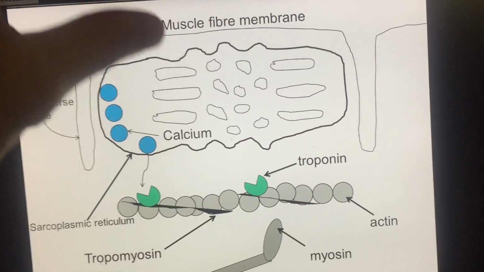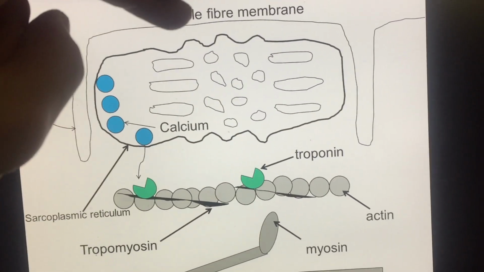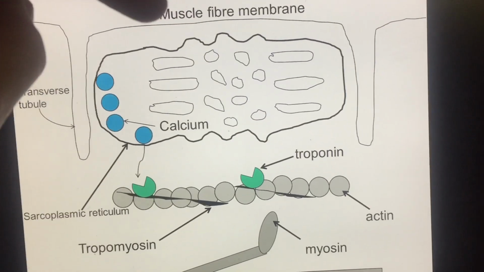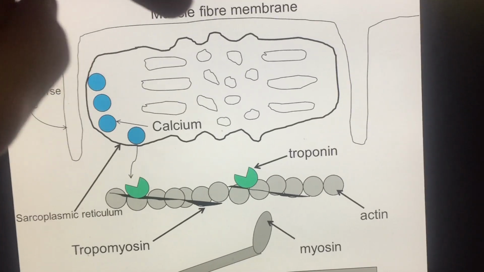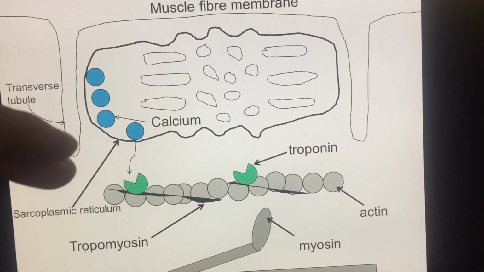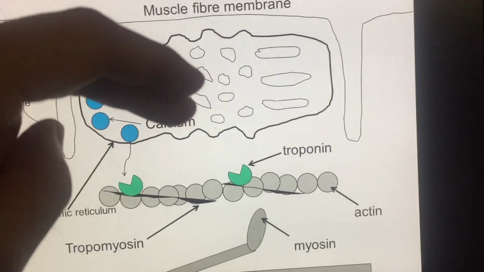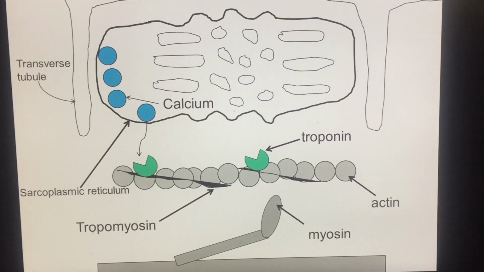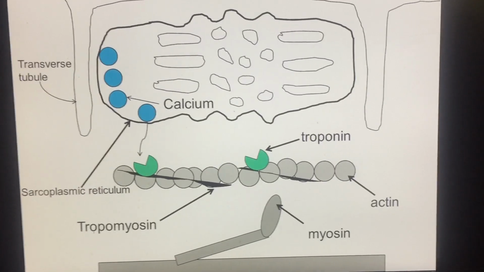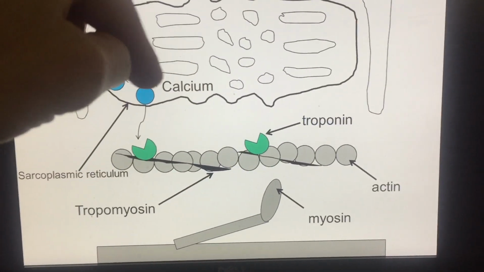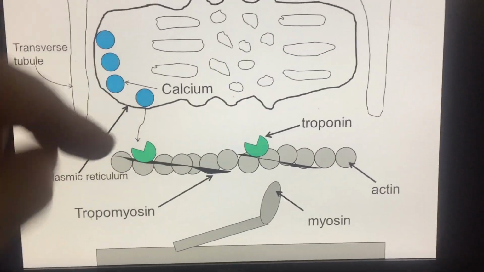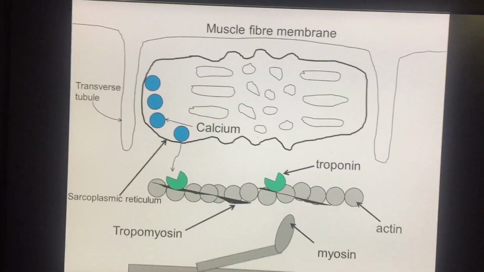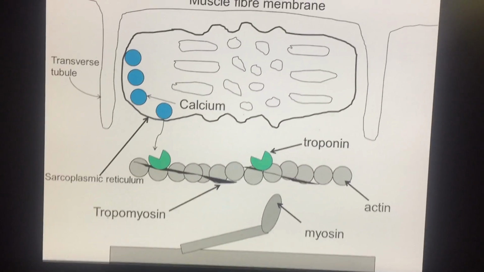But ultimately what happens is that neuron sends a signal to the muscle fiber membrane. You get this electrical discharge that comes down the transverse tubule, and that causes a change in the charge on the sarcoplasmic reticulum membrane, causing it to open and allow calcium to come out and bind with the troponin. So there's a number of steps here that happen with muscle contraction.